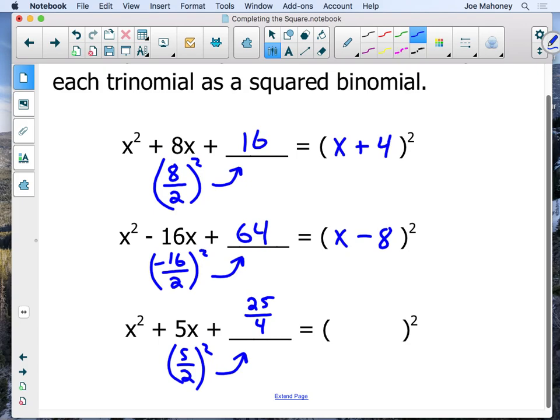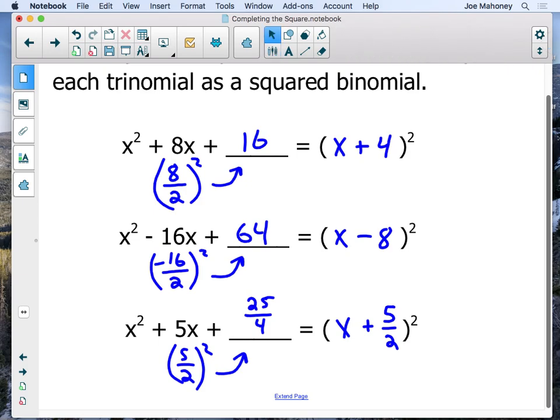Leave it as a fraction because you'll see the beauty of it next. And remember, in parentheses, I got to put in the square root of 25 over 4, or half of 5. Leave it like that. I would much prefer you left it as a fraction as opposed to a decimal. But this is the process called completing the square, a good skill to know for algebra.